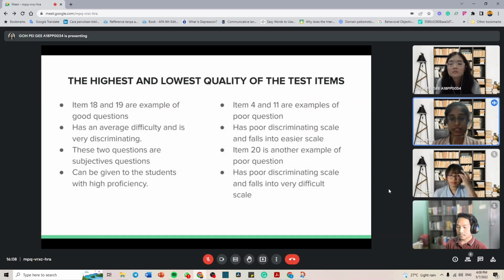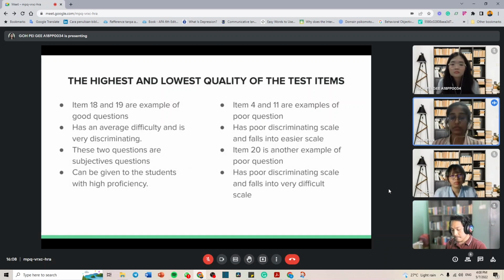For the next part, we will talk about the highest and lowest quality of the test items that we have created. Item 18 and item 19 are examples of good questions. They have an average difficulty score and a very discriminating scale. These 2 questions are subjective questions. This type of question can be given to students with higher proficiency, as it can really test their understanding based on the reading comprehension that we have given.